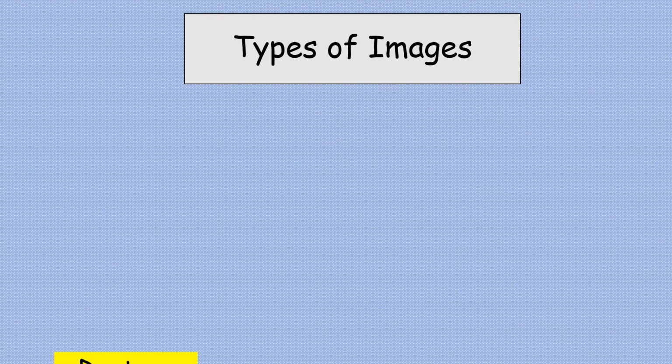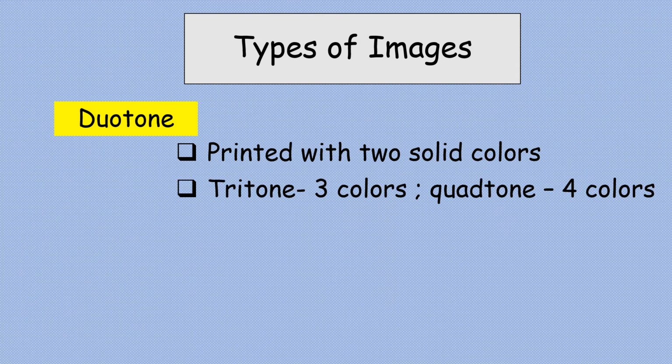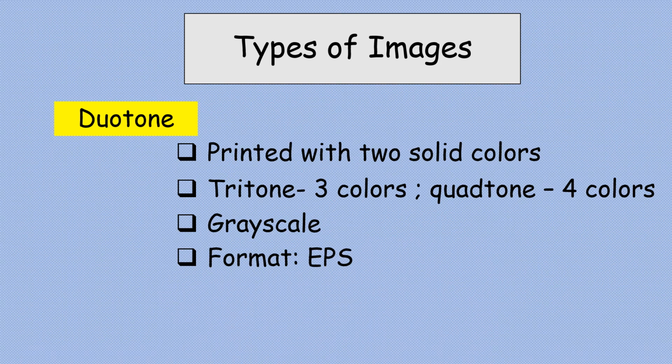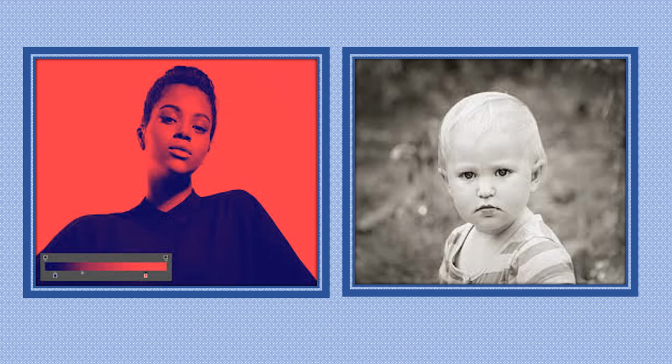After the grayscale, let's have the duotone. Duotone is an image type printed with two solid colors. If there are three colors, it is classified as tritone, and quadtone if it has four solid colors. All images always begin as a grayscale. The common file format is EPS with 300 dpi, or dots per inch. Duotone is also pixel-based. This is the example of duotone images.